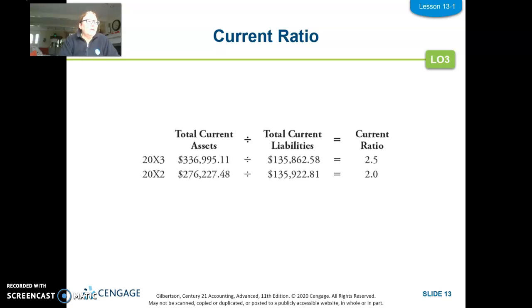If you're greater than 3.0, you would think that would be great, but what it's saying is you just have too much capital invested in current assets than you need to run your business day to day. So too high can be bad as well.